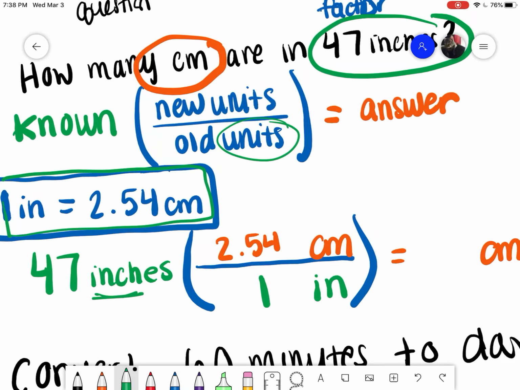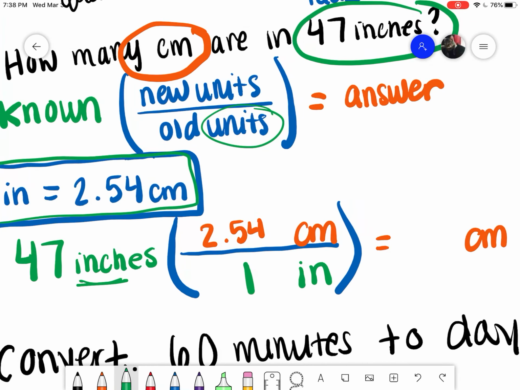You put the units we want, centimeters, up top, and the units we started with, our old units, inches, on the bottom. So all that we have left to do is calculate the formula. So what you're going to do is multiply the top, divide by the bottom.